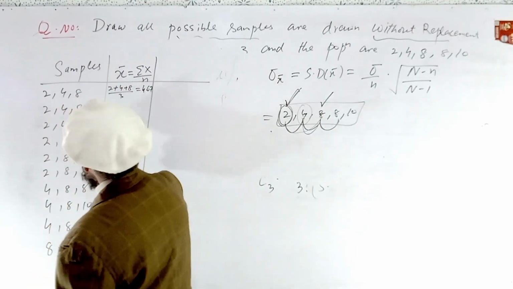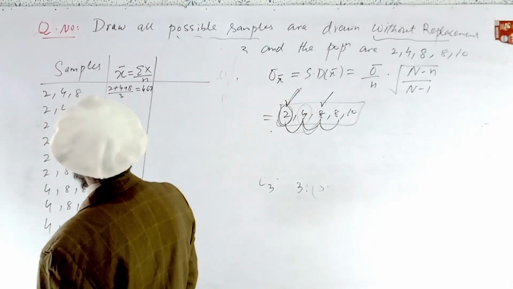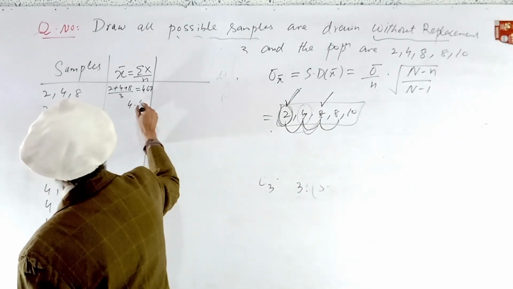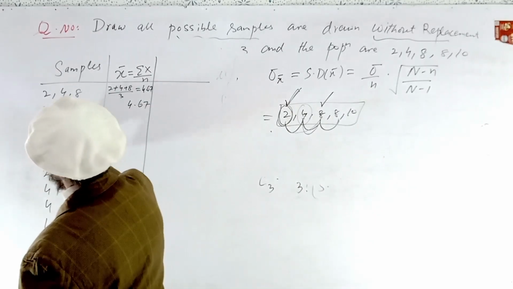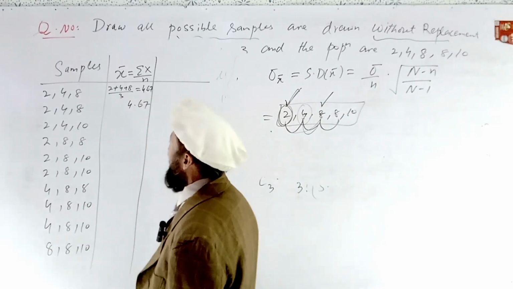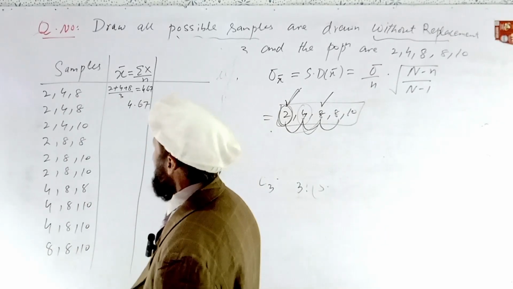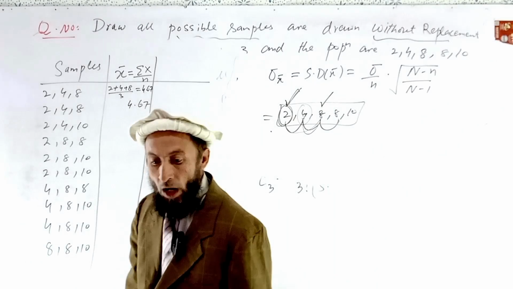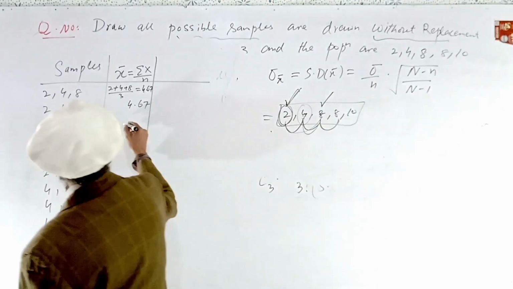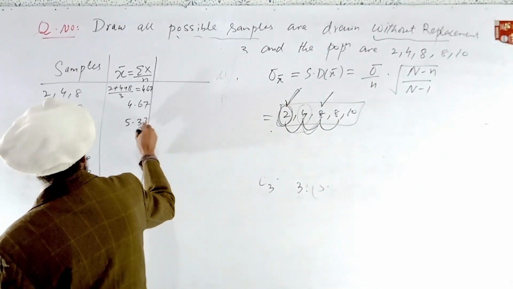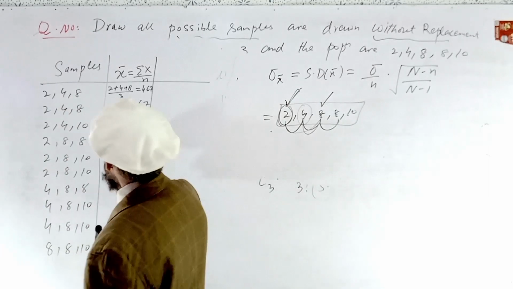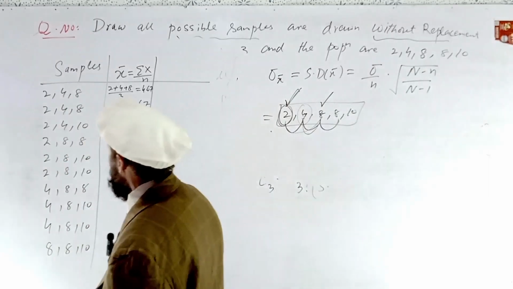4.67. Similarly, 2, 4, 8, 10. Once again, we get 4.67. And here is 2, 4 plus 10. We get 14, 16. 16, if we divide by 3, we get 5.33.